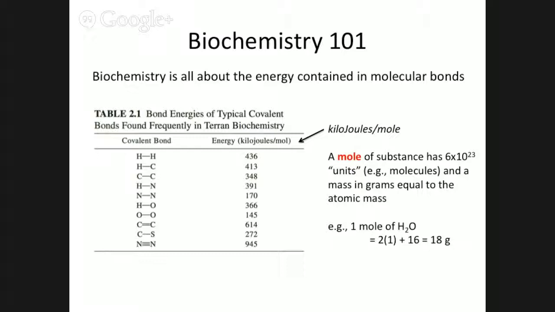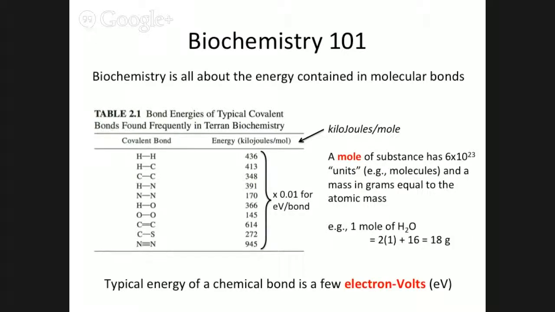Another way of writing this energy down is something called electron volts. And this gets back to the idea that chemical bonds are made by the electromagnetic force. If you remember from any of your physics classes in high school or here at UCSD, an electron volt is the amount of energy gained by an electron in 1 volt of potential. Anybody not remember that? Okay.